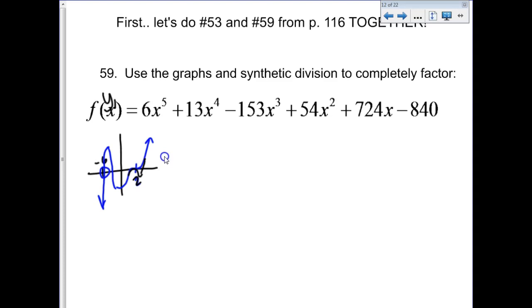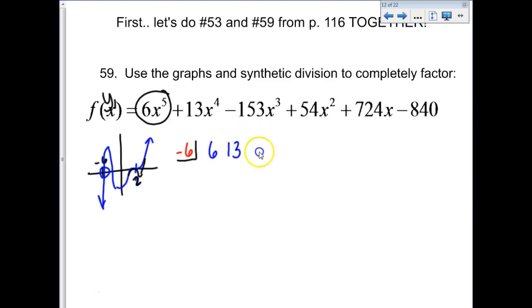And I don't really care because what I'm going to do is try some synthetic division, and I'm going to work this down to a quadratic. Once it's a quadratic, we can handle it, but I'm going to have to do synthetic division 3 times. So I'm going to start at -6 just because I feel like it. That's the first thing I'm going to put in my synthetic division box.